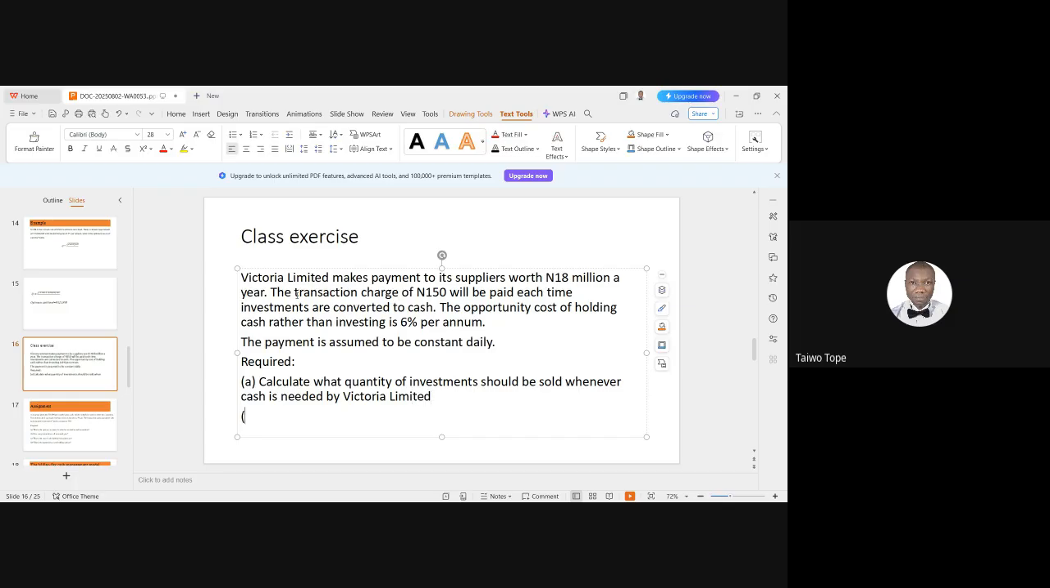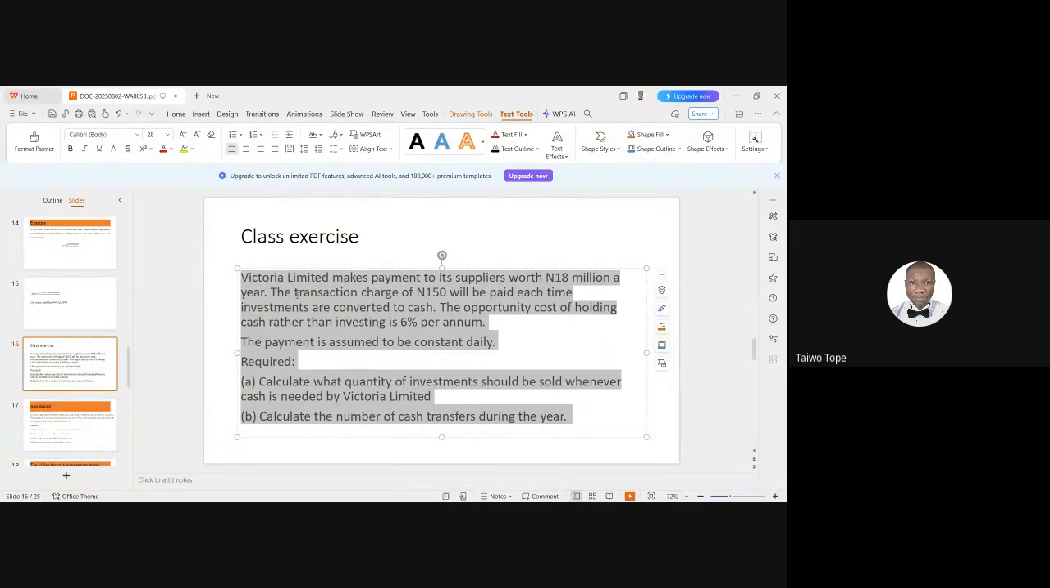And the B is: calculate the number of cash transfers during the year. This is not far-fetched from what you've been doing under the inventory.